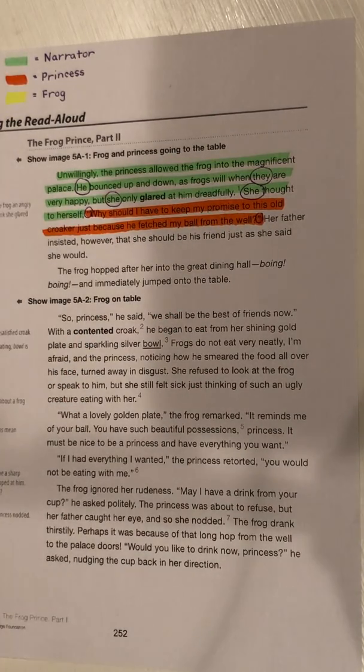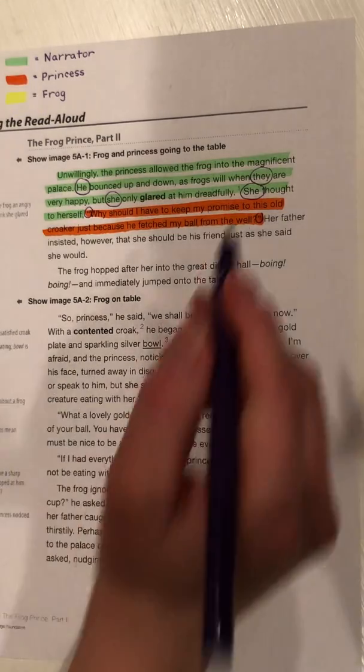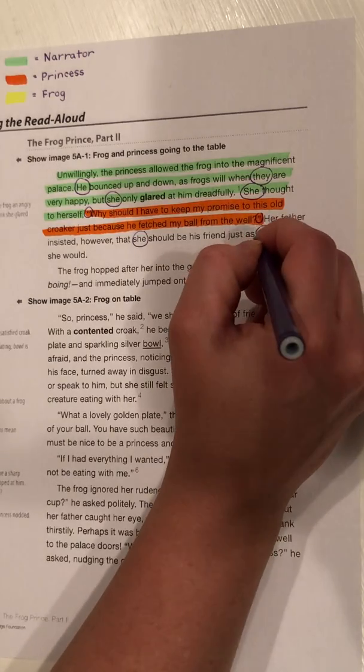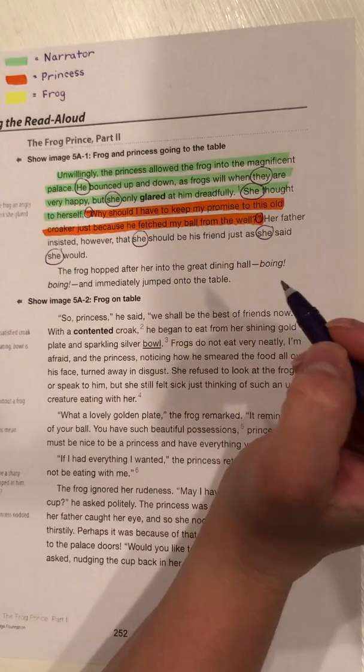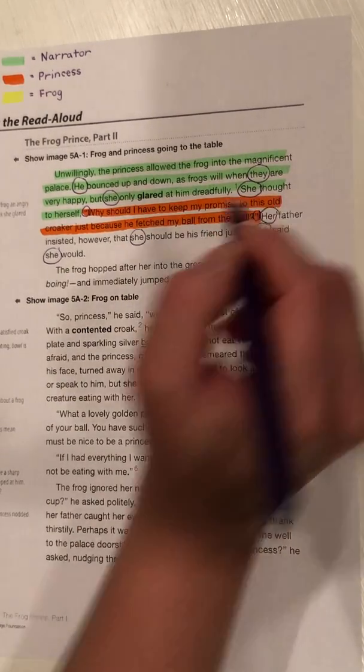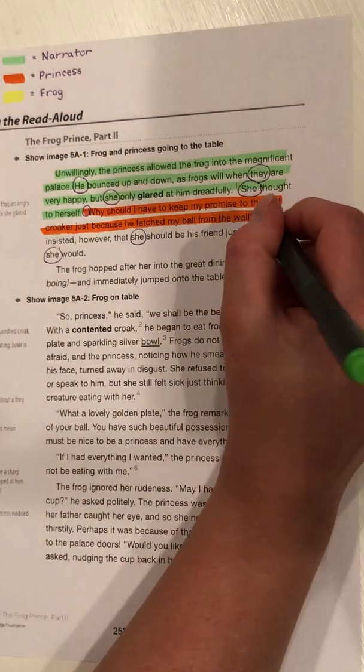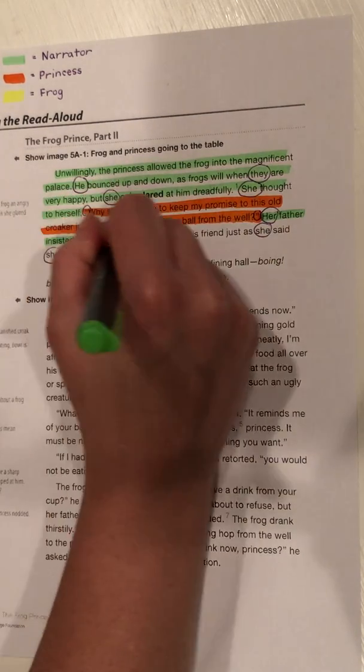Her father insisted, however, that she should be his friend just as she said she would. So I see a few more of those clue words. She, her father. So who's saying that part of the story? That's right, it's the narrator again telling us about the characters. So I'm going to highlight it green.